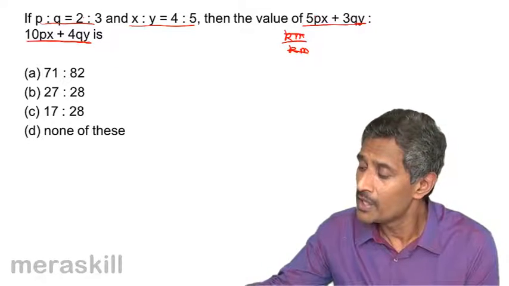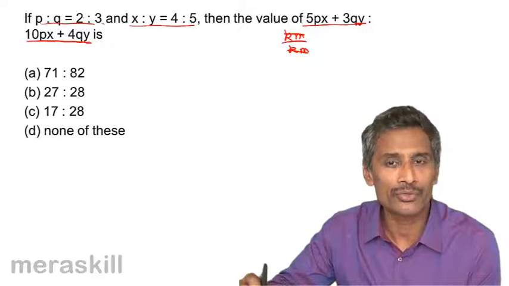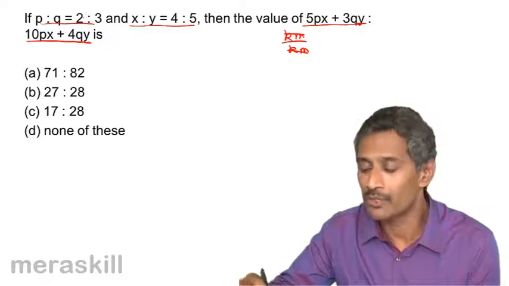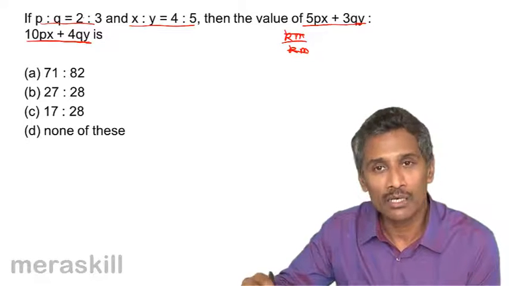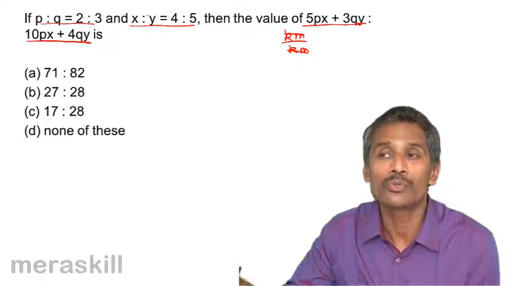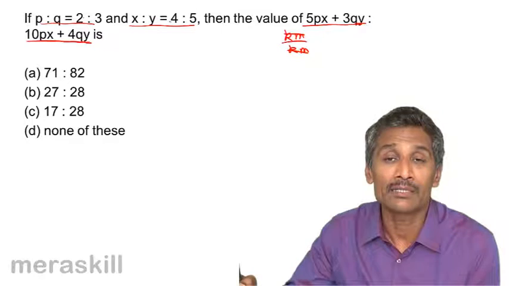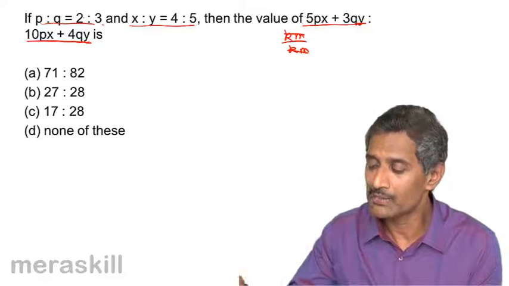So whenever you need to find the value of another ratio from the given ratios, we can substitute the values of the terms as they are. You don't have to take them as 2K and 3K. We do all those only if you have to find the difference of the numbers or if you have to find the sum of the numbers. So let's go ahead with this.